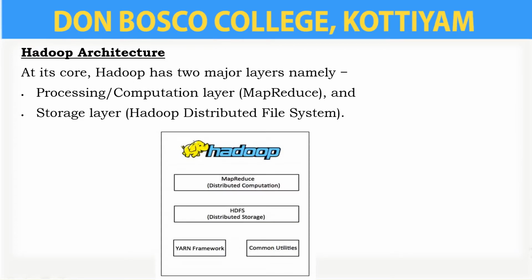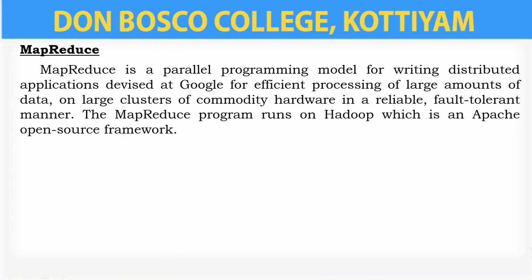The major layers of a Hadoop architecture are the processing and computation layer and the storage layer. The processing and computation layer is MapReduce, and the storage layer is the Hadoop Distributed File System. Next is MapReduce. Hadoop MapReduce is a computational model and software framework for writing applications which run on Hadoop. These MapReduce programs are capable of processing enormous data in parallel on large clusters of computation nodes.